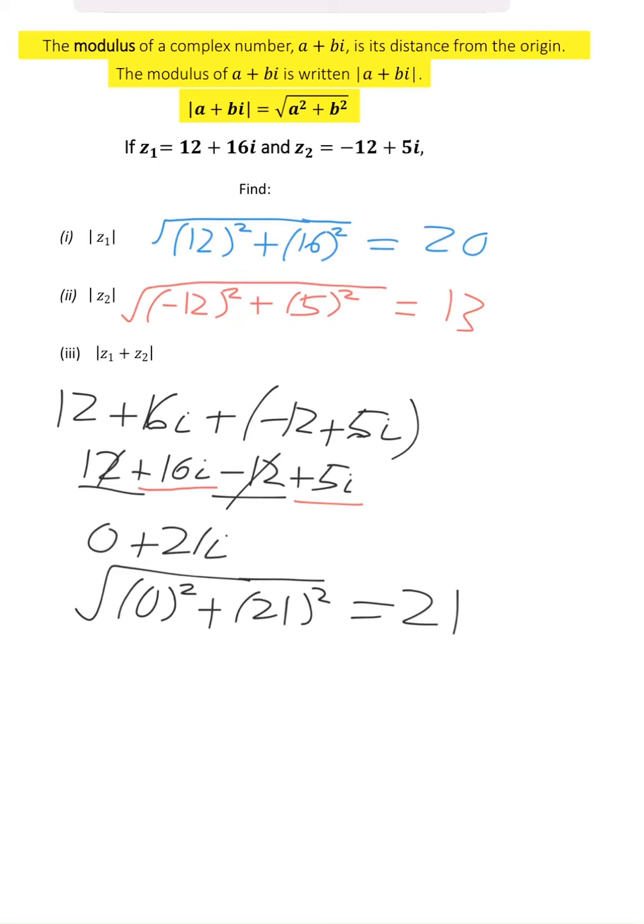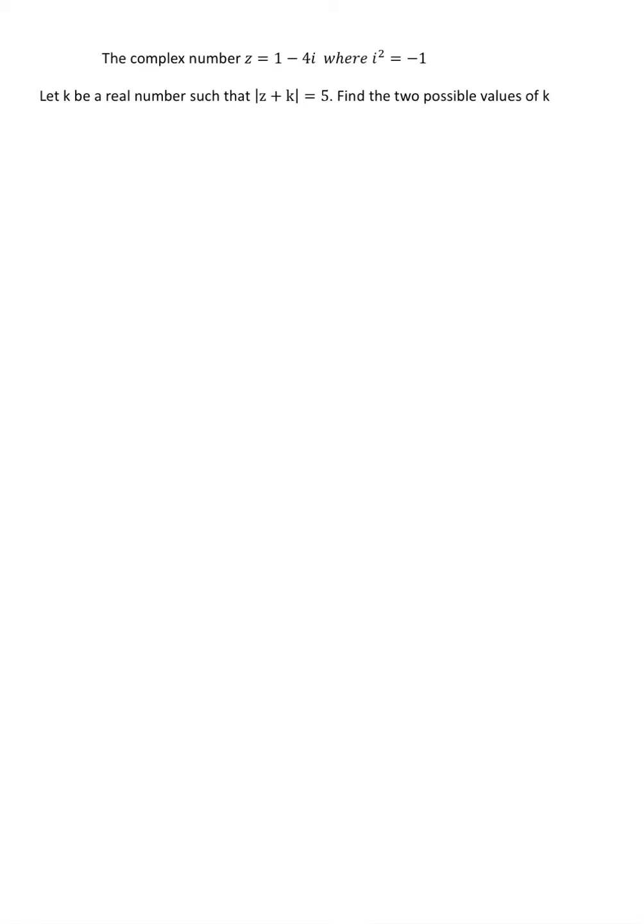Okay, and that is the basics of finding the modulus of a complex number. So now we're going to have a look at 2 more tricky questions. In this question we're told the complex number z is equal to 1 minus 4i, where i squared is equal to minus 1. Let k be a real number such that the modulus of z plus k is equal to 5. Then find the 2 possible values of k. The first thing I'm going to do is replace z with 1 minus 4i. So I have 1 minus 4i plus k is equal to 5.